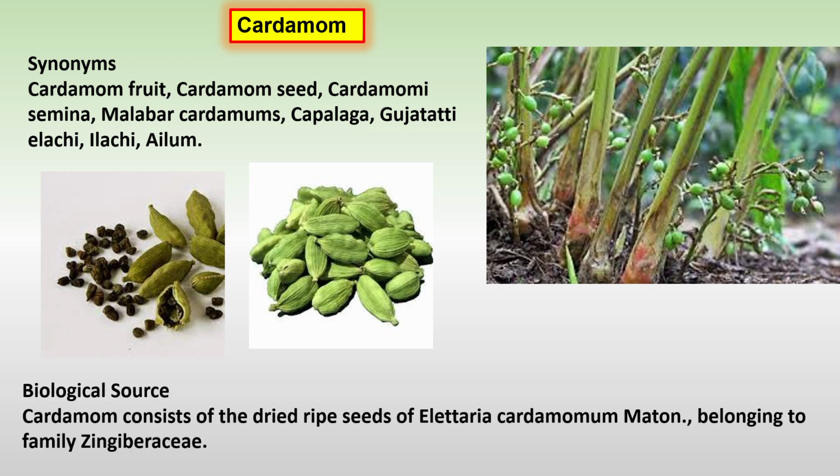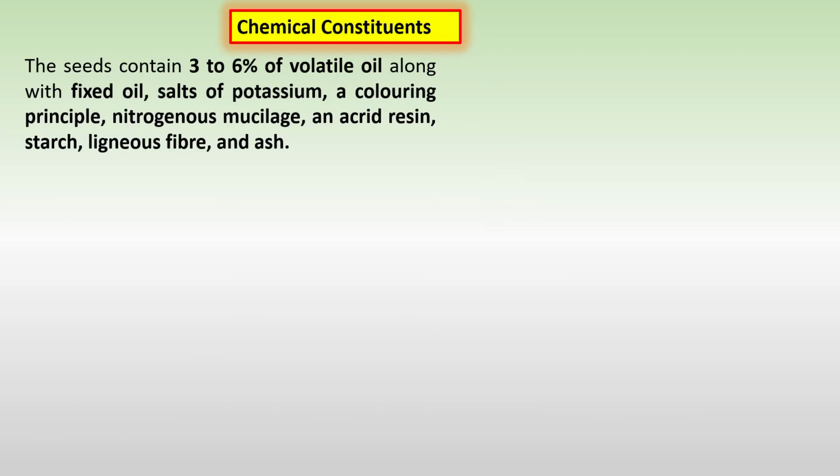Biological source: cardamom consists of the dried ripe seeds of Elettaria cardamomum Maton, the scientist name, belonging to the family Zingiberaceae. Chemical constituents of cardamom: the seeds contain 3 to 6% of volatile oil, along with fixed oil, salts of potassium, a coloring principle, nitrogenous mucilage, an acrid resin, starch, ligneous fiber, and ash.